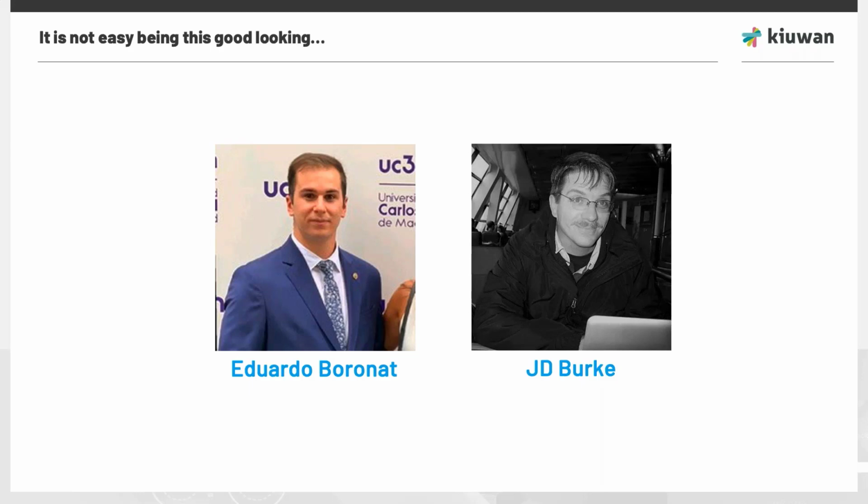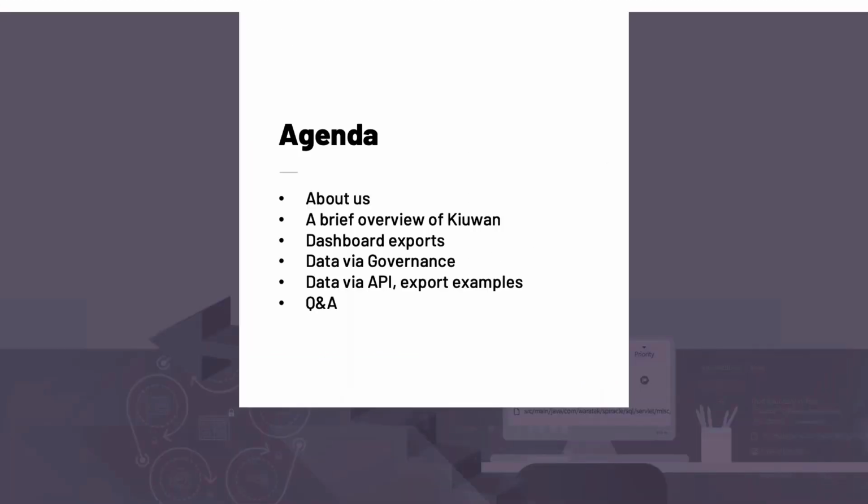And today we're going to share with you a little bit about how to pull data out of Kiuwan for your reporting. So going over the agenda, we'll talk a little bit about Kiuwan, give you an idea of what this tool is for those of you that don't have access to Kiuwan already. We'll look at some of the exporting of data you can do via the Kiuwan dashboard. And then there is a feature in Kiuwan called Governance that some of you will have turned on. They have an additional set of data that we'll look at that you can pull out.